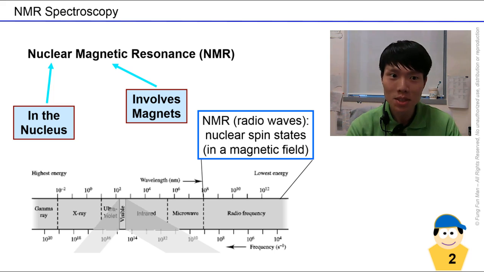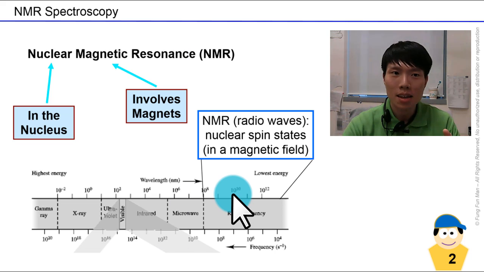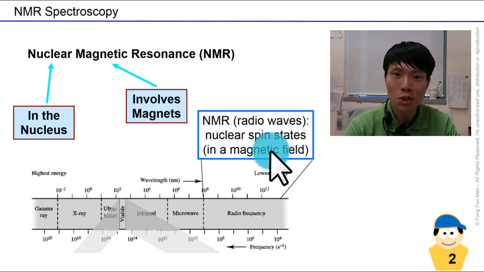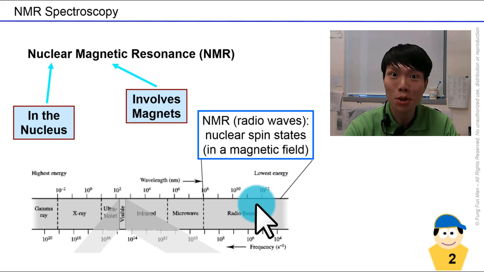Nuclear, in this case, means in the nucleus, right at the core, where your protons and neutrons are. Magnetic means involving magnets. Not magneto, just magnets. And as we know, spectroscopy is all about electromagnetic waves. So in NMR, we'll be using radio wave frequencies that can cause a change in the nuclear spin states using a magnetic field. This portion here is really harmless because they're very low frequency, low energy, but long wavelength.